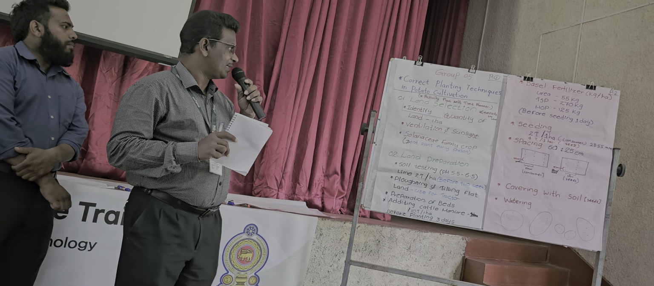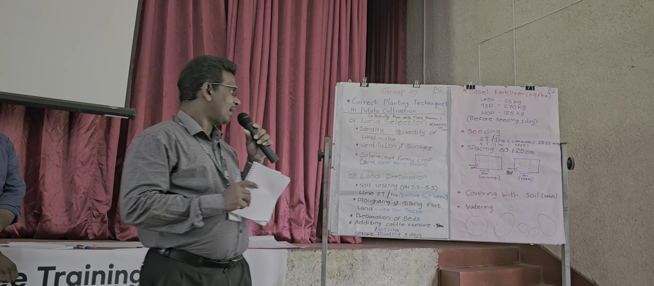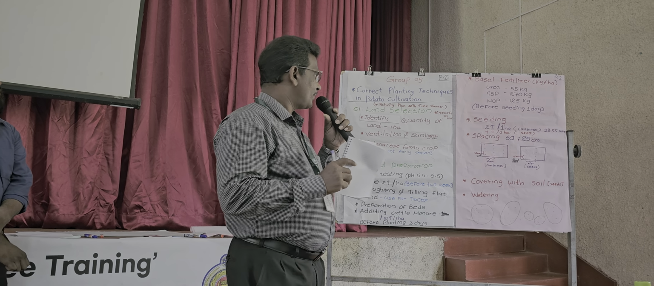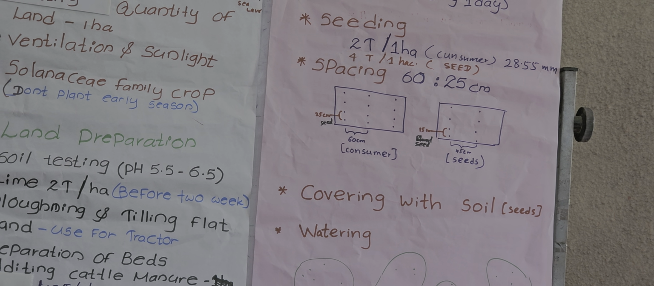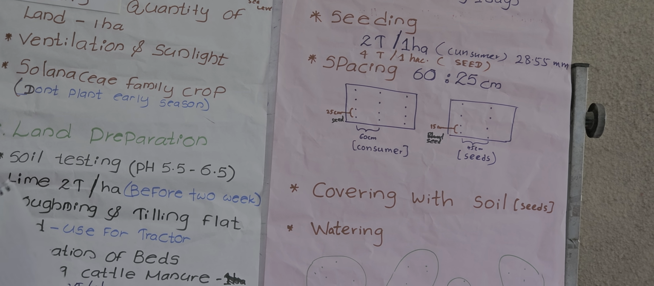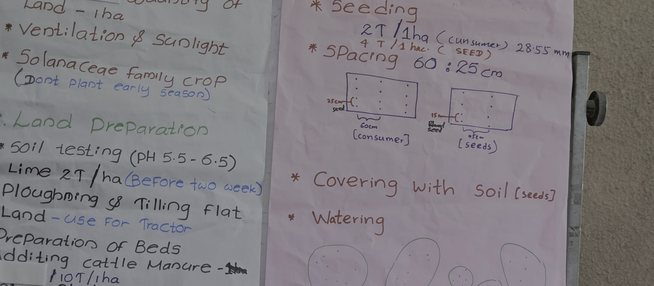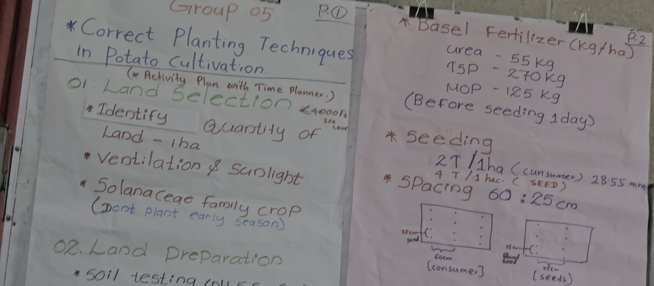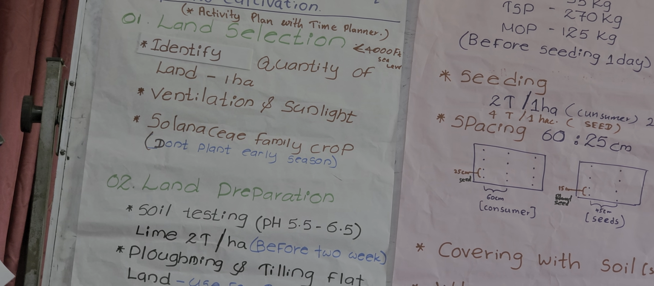Then after that we are going to seeding. Taking the example of 1 hectare, we want 2 tons of seeds for consumer purpose. The seed diameter is normally 28 to 55 millimeters. If you are using it for seed purpose, this time we want to take 4 tons per 1 hectare. Then after that, the spacing between the seeds is very important.